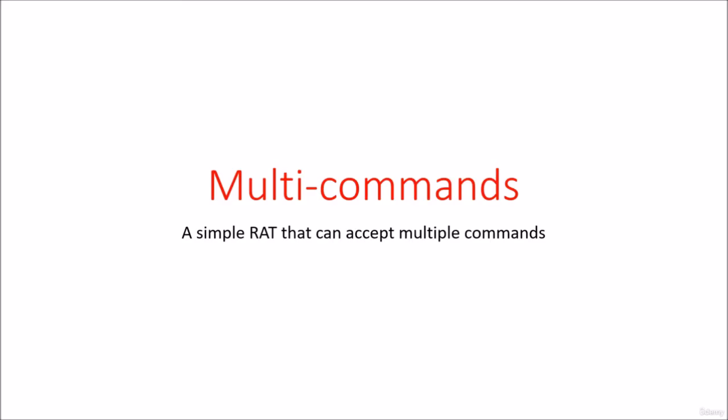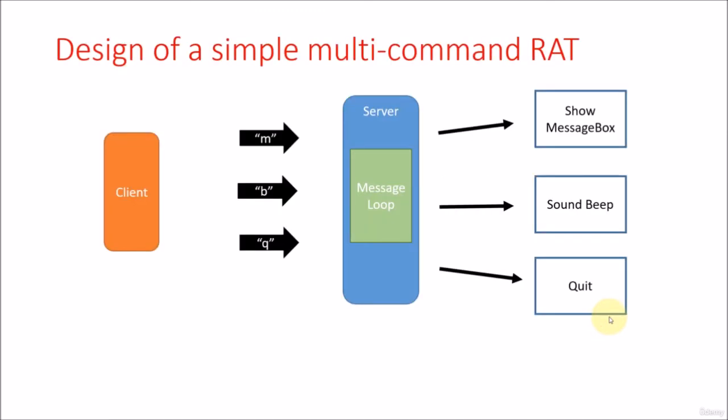Hello and welcome back. In this new section, we are going to take a look at multi-commands. We are going to build a simple RAT that can accept multiple commands. So this is a design of a simple multi-command RAT. On the left is your client, which in our case we are going to use Telnet. And Telnet is going to connect to our server, and this is the server we are going to build. And this server is a RAT, a remote access tool, which has the ability to accept multiple commands.